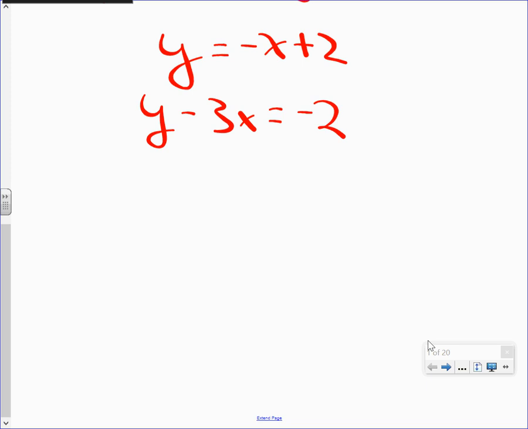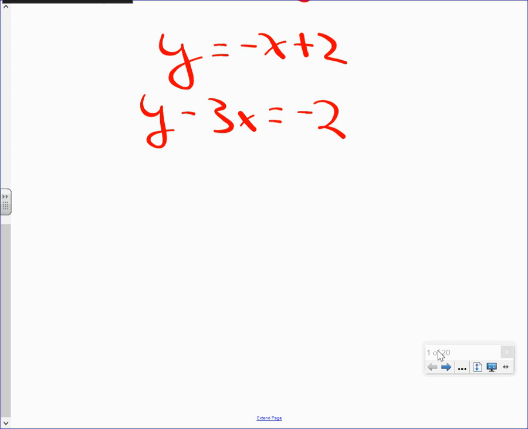Keep going. By itself, it says, I think. Yeah. Okay, by itself. So, I'm looking at the system. I want to get a variable by itself, either x or y in either equation. Here's equation 1, here's equation 2. Step 1 says get a variable of your choice by itself.